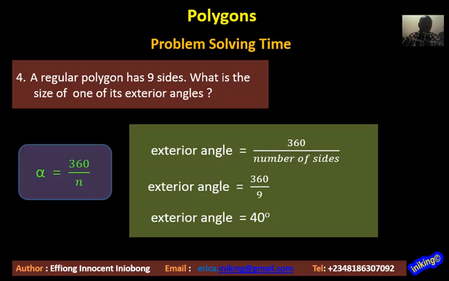That's it there. So the exterior angle is 40 degrees. You will agree with me that this is the easiest of all problems you have ever seen.